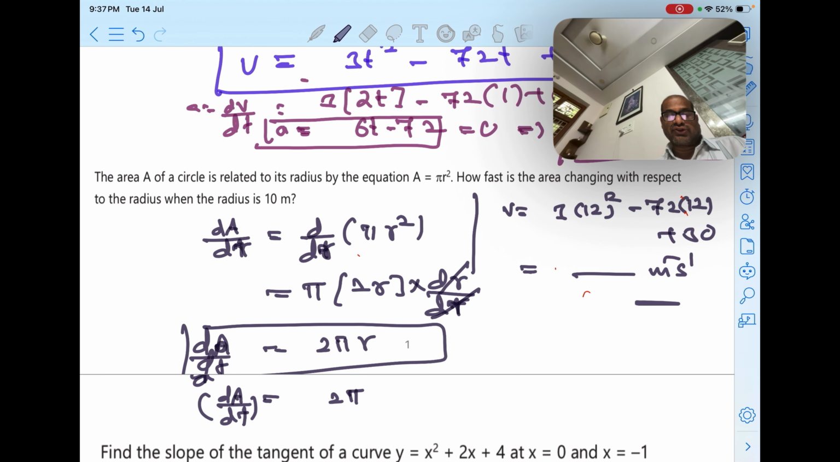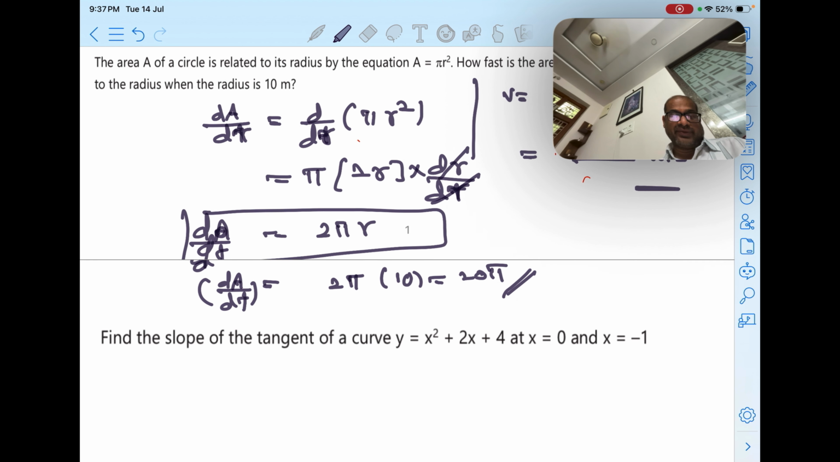Now substitute the value of your r. This is 2 pi r. Into r value, how much is it saying? 10 meters, which is equal to 20 pi. Okay? So this is dA by dr. Keep it in mind.